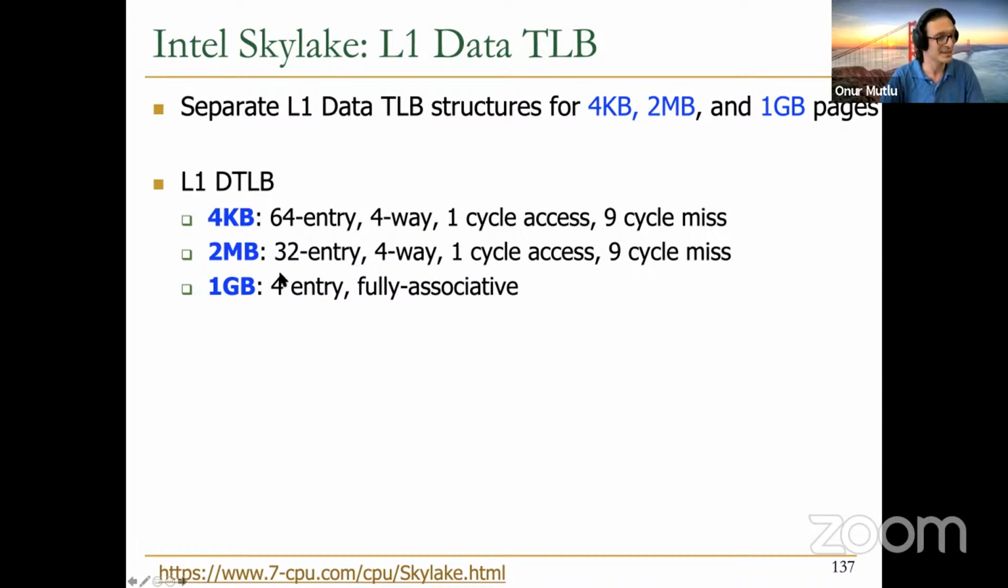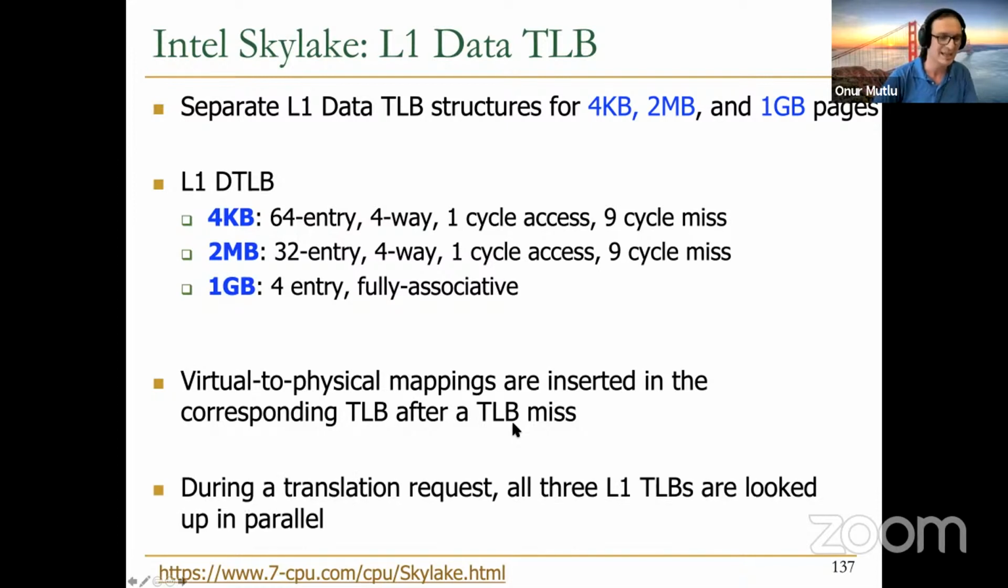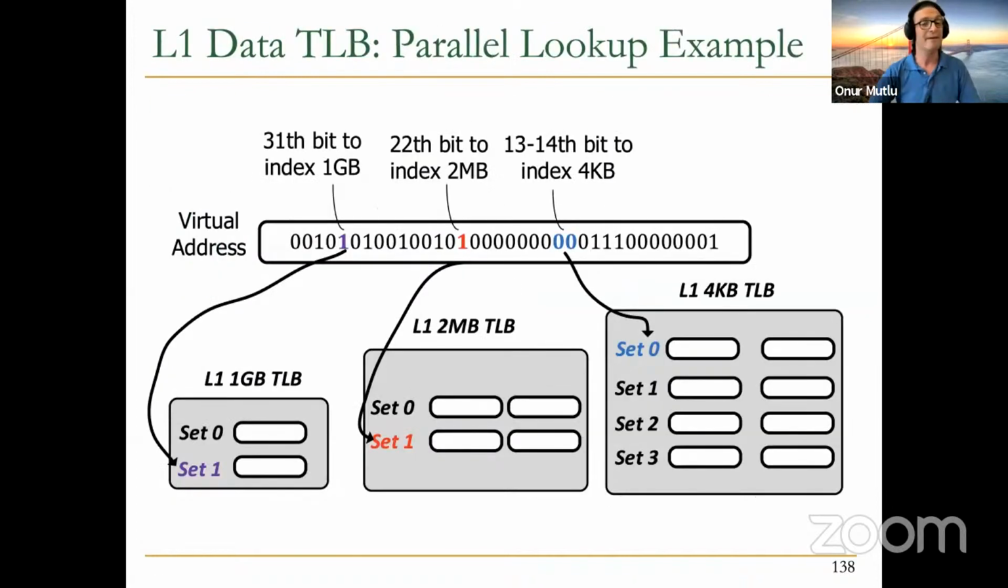That's too bad. So this TLB is actually quite powerful. Even though it has fewer entries, it's very powerful because it really spans a 4 gigabyte portion of the virtual memory, but also physical memory, if you think about it from that perspective. And virtual to physical mappings are inserted into the corresponding TLB after a TLB miss, clearly. And during a translation request, all 3 L1 TLBs are looked up in parallel. So now you can see that it's complicated. And having multiple page sizes clearly complicates the picture.